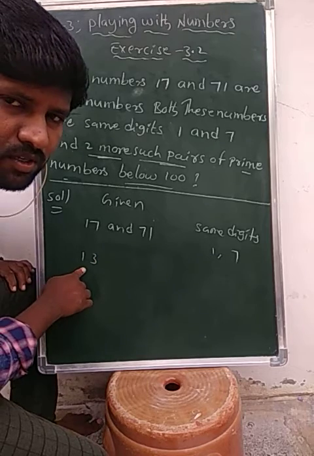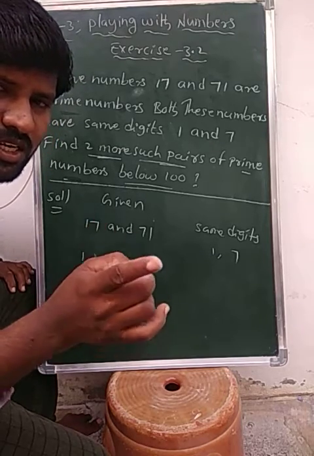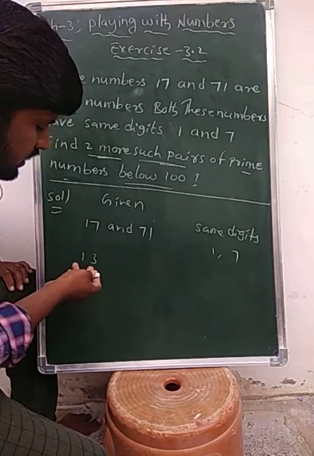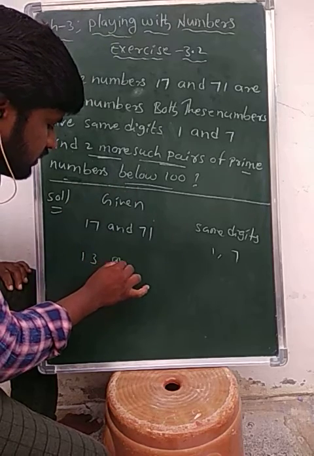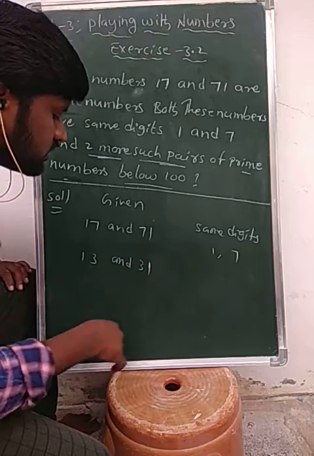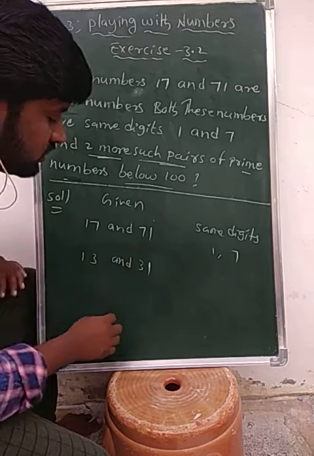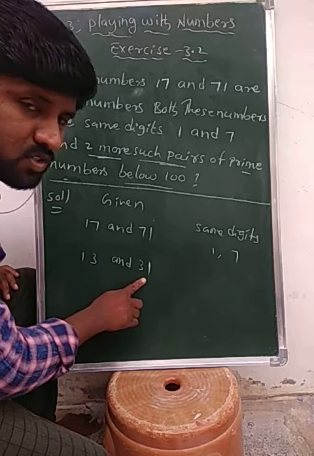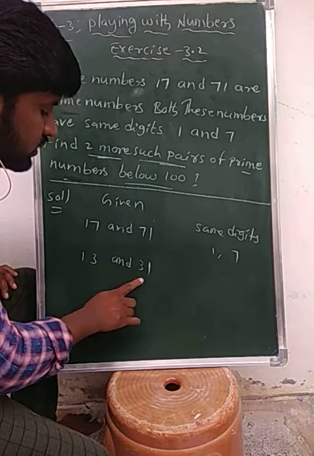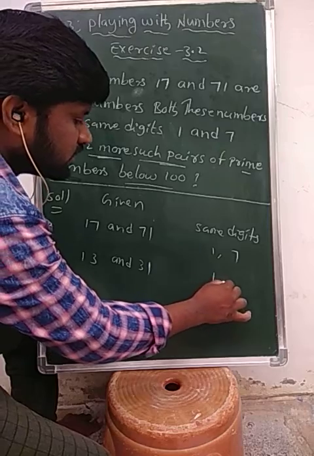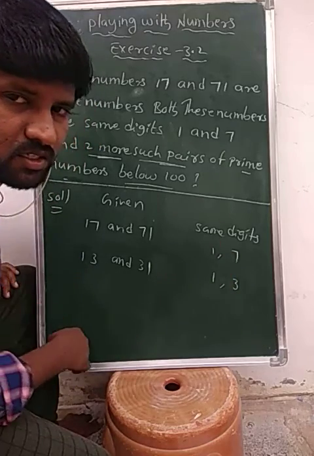13 is a prime number. Yes, 1 times 13 and 13 times 1. Reverse the digits and we get 31. 13 reversed is 31, so 31 is also a prime number. So these two have the same digits. What are they? 1 and 3.